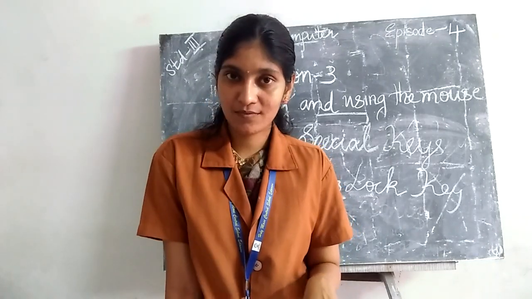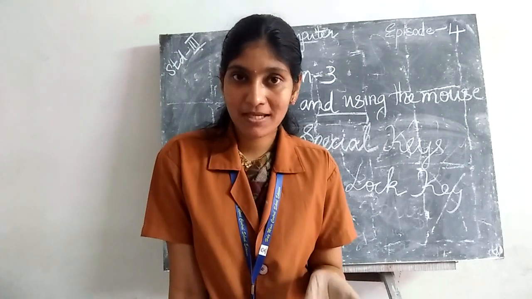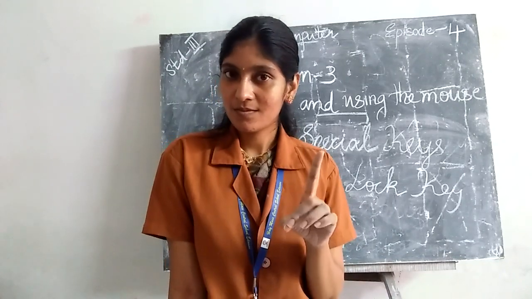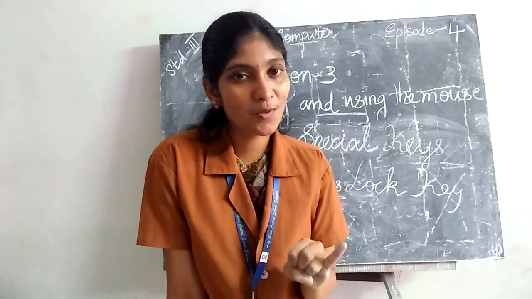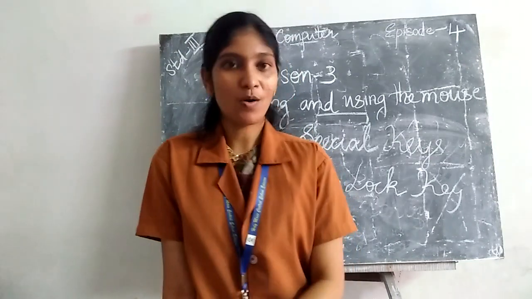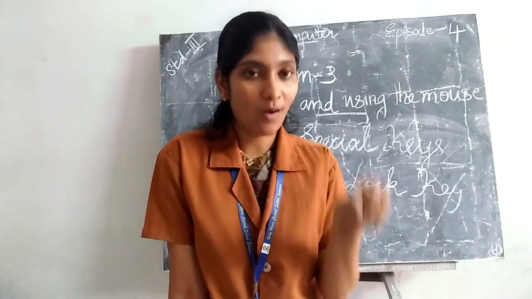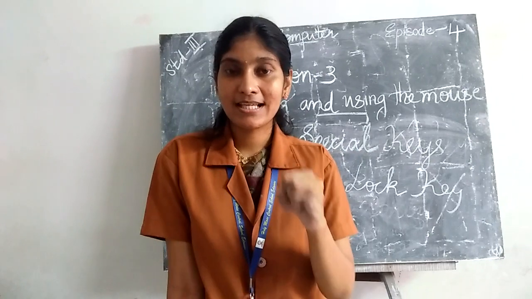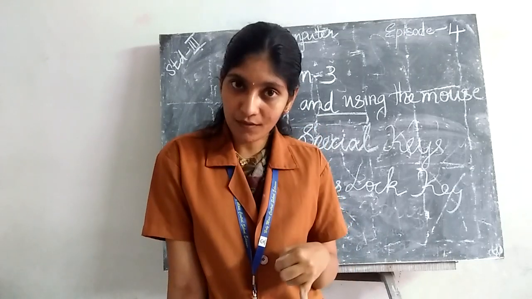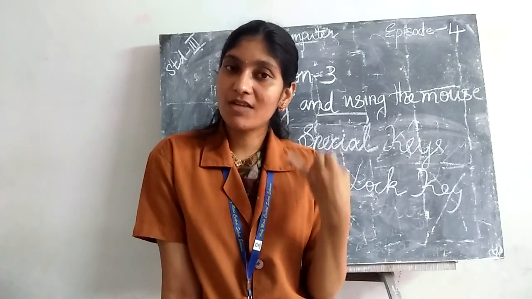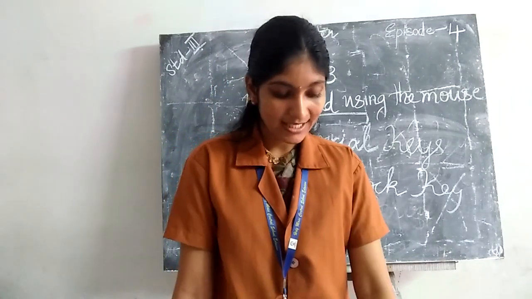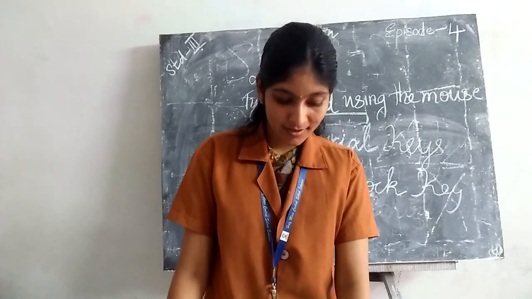So the caps lock key is used for typing small letters and capital letters. Did you understand? Right? So what is the use of a caps lock key? Used for typing capital letters and small letters. When the caps lock key is on, the letters will appear in capital letters. If the caps lock key is off, the letters will appear in small letters. Right? Okay.